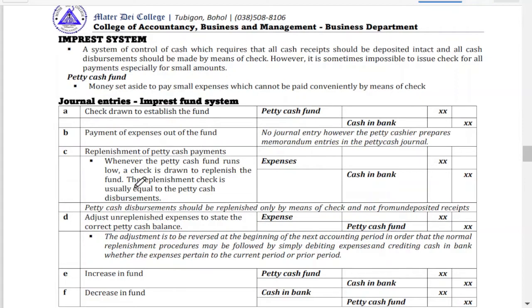So, when the petty cash fund runs low, a check is drawn to replenish the fund. The replenishment check is usually equal to the petty cash disbursement.